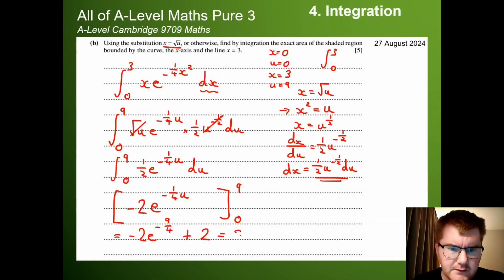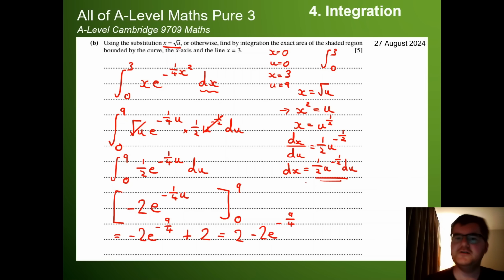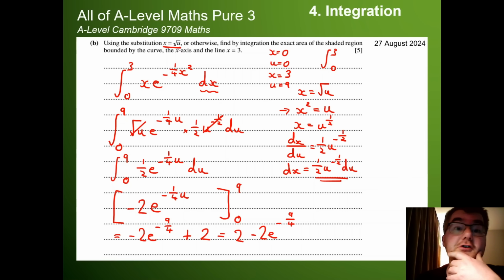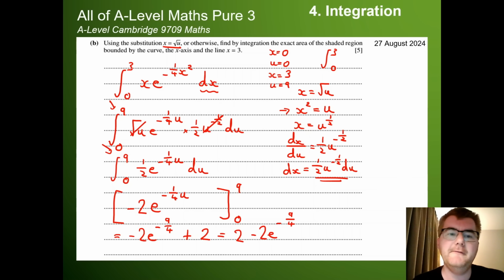And that gives us then 2 minus 2e to the power of minus 9/4, which gives us our answer there. So a couple of things to be aware of. It gives us the substitution. Sometimes you have to come up with that yourself. And make sure you change the limits. Do not forget to change those as well. So that's important. And then we get it in a form that we can integrate pretty easily afterwards.